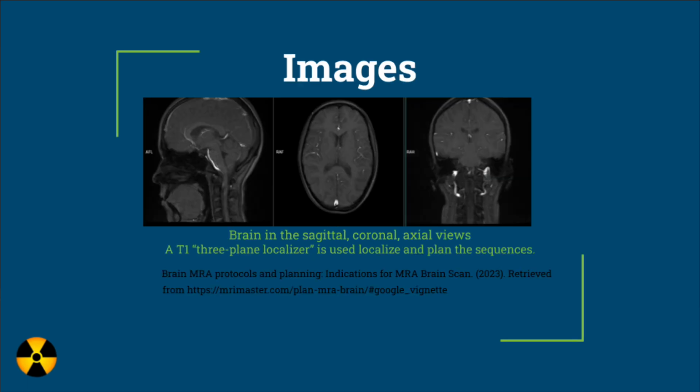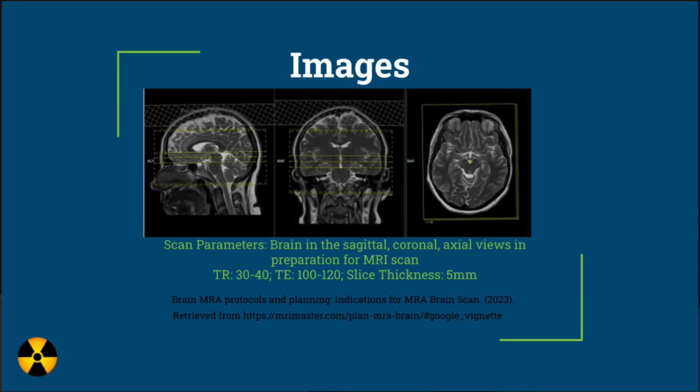Here are some MRI brain images. We have the brain in the sagittal, coronal, and axial views. A T1 3-plane localizer is used to localize and plan the sequences. Here we have the brain in the sagittal, coronal, and axial view as well in preparation for an MRI scan. The TR for this scan was 30 to 40, TE 100 to 120, and a slice thickness of 5 millimeters.